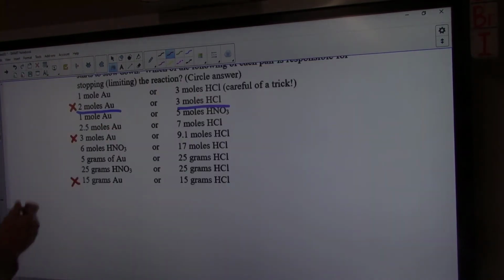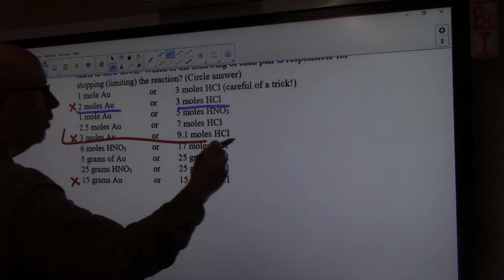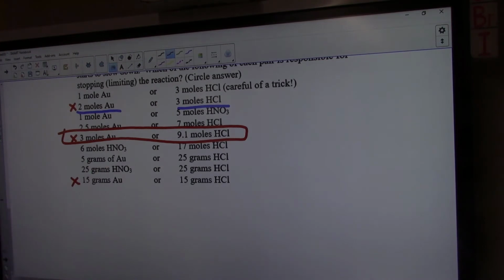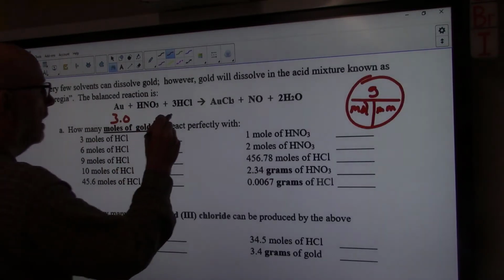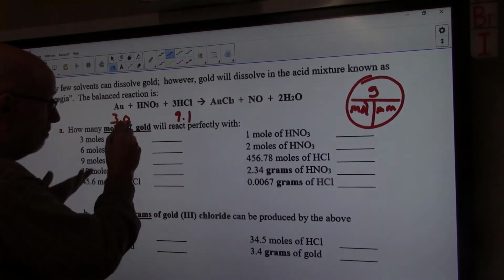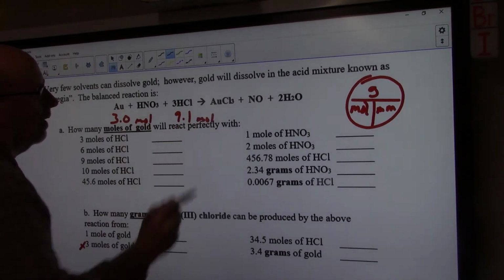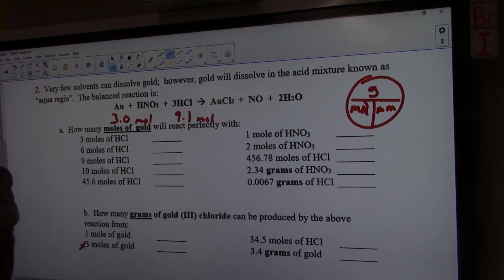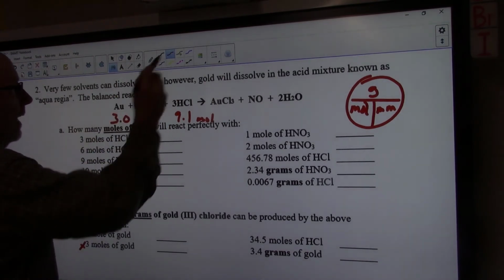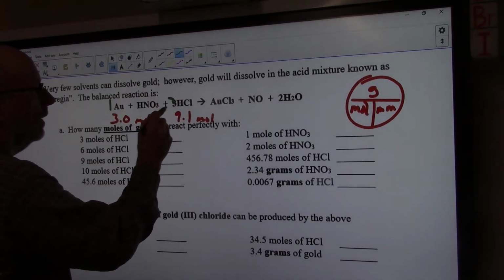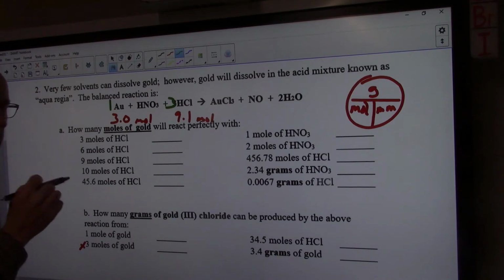Okay, let's try this one. 3 moles of gold are put in a test tube with 9.1 moles of HCl. Which one's going to run out first? Which is going to be limiting? I have moles already, so the hard work's done. All I have to do is use my logic and say, in this reaction, I'm going to have a 1 to 3 ratio. That's how they will react in that test tube.